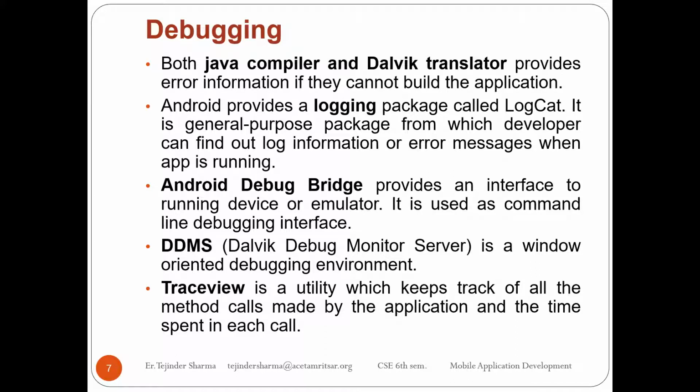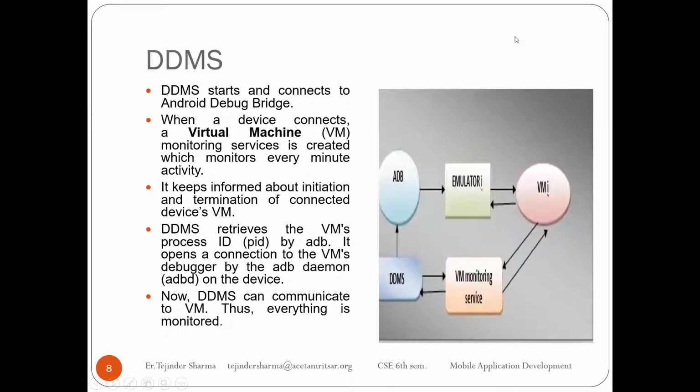Then the most important component, Dalvik debug monitor service. We will see in the diagram how it communicates, but it is for the debugging environment and it is window based. Next is TraceView. TraceView is a utility which keeps track of all the methods which were called by the application during the execution. Fine. There are a number of methods which you deploy in your Java code in Android Studio. So TraceView is a utility which keeps track of all the methods which were called while you were running the application. So next, the very important diagram.